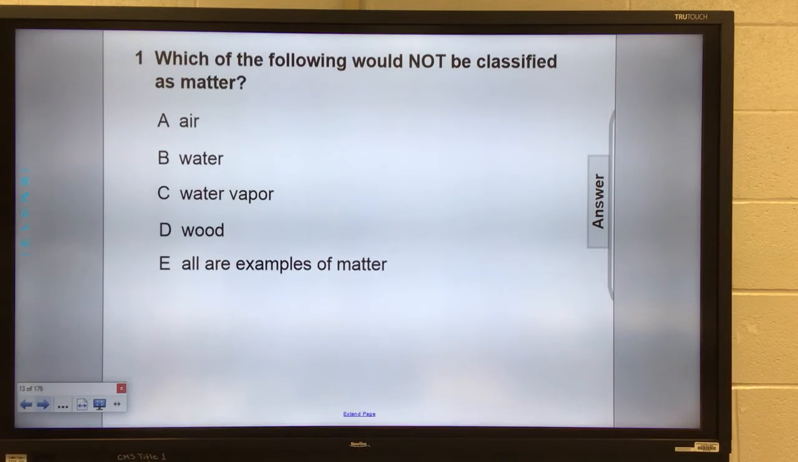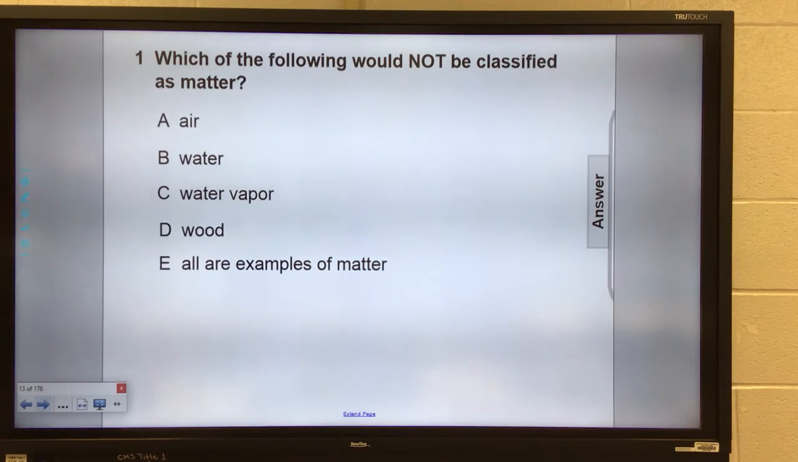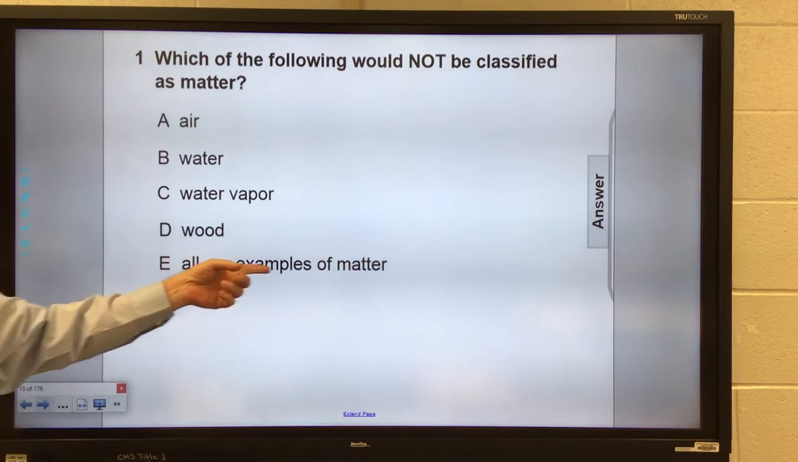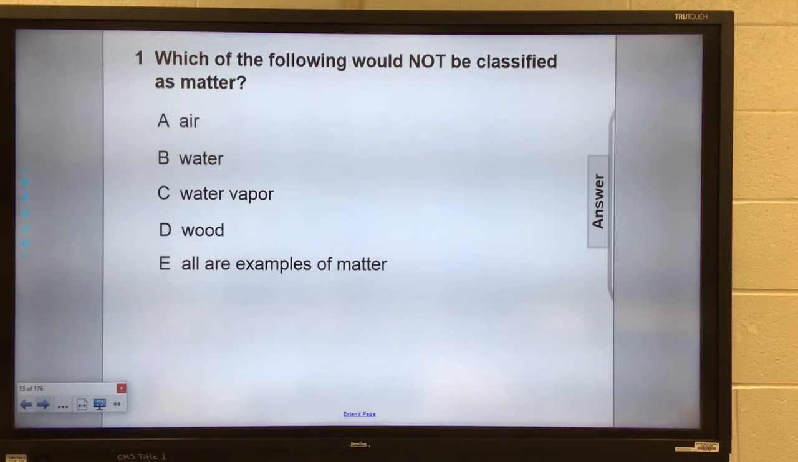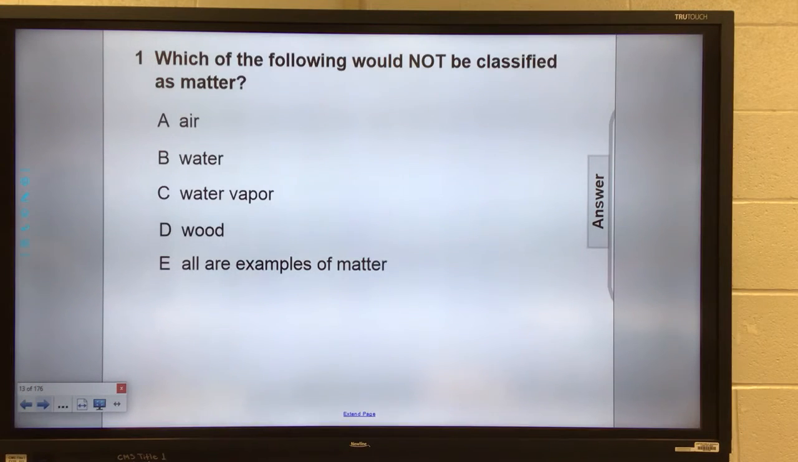Okay. Anybody else got an idea? Sarah, what do you say? Would it be air, water vapor, wood, or are all examples of matter? D. Okay, you say wood. What do you say, Tyler?